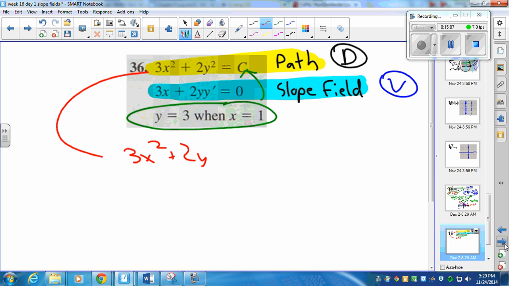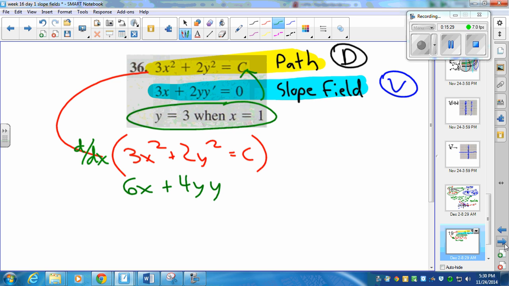The best way to check it is to try and take this derivative. I'm going to just rewrite it here for a second. Now notice, we're going to take this derivative in terms of x, but it's not y equals right now. So you have to remember, this is that implicit style. So when I take this derivative, I'm going to get 6x plus 4y y prime. Remember, anytime you touch a y, it's a y prime.